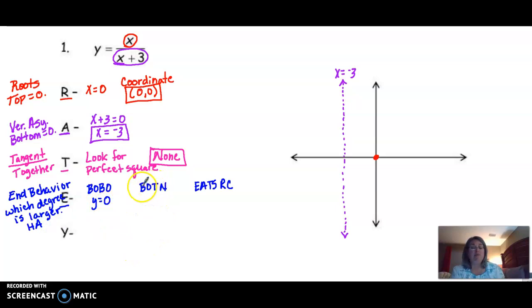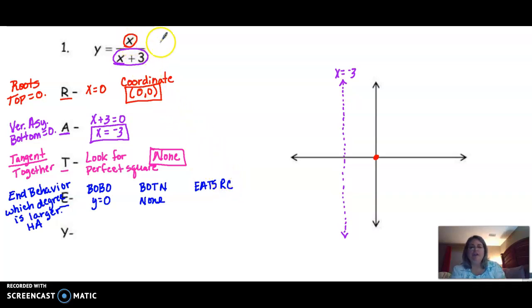Big on top, BOTN. Big on top, none. There is no horizontal asymptote. And we will have some of those, and you'll be able to see what that looks like. EATS RC means exponents are the same, the ratio of the coefficients.